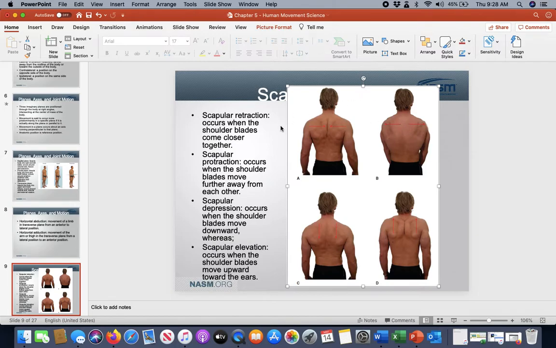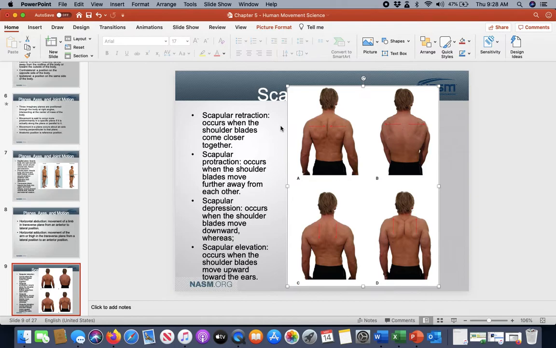Scapular depression is where you're actually rotating the scapula downward. Basically, if you were to sit up tall on a chair, put your arms to the side of the chair, make a fist, and then try to drive that fist down into the ground, you can feel your shoulder blades rotate down. All right, that's how you can do that.